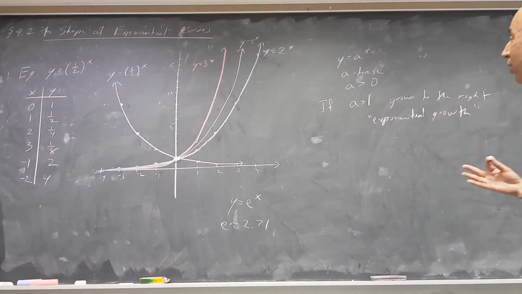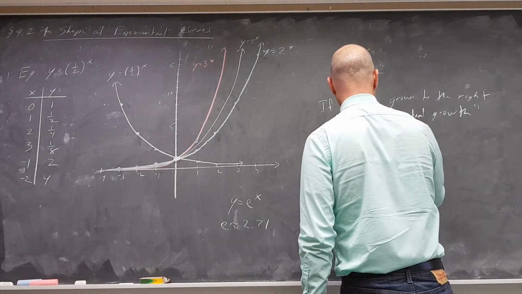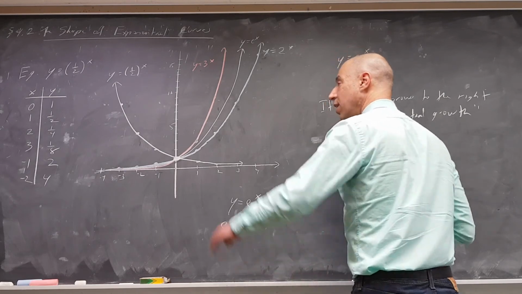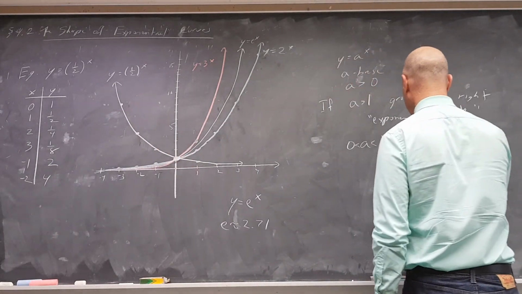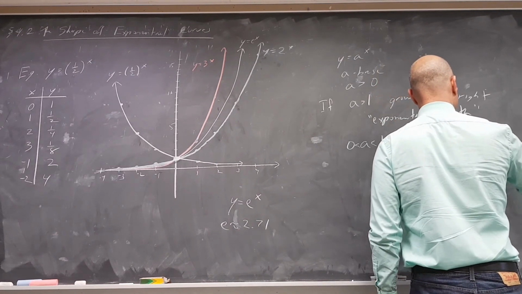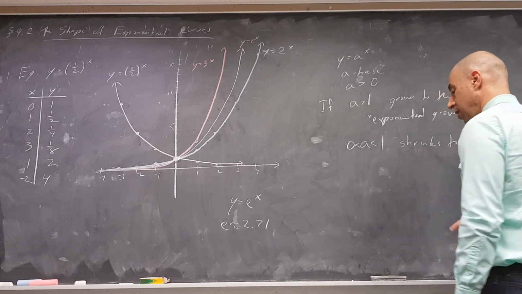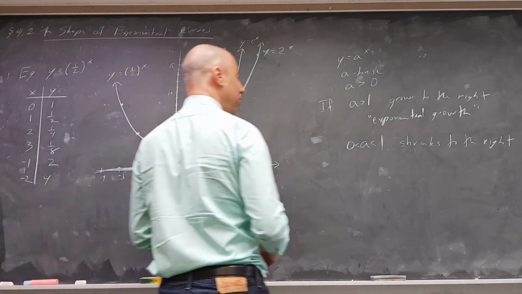If a is smaller than 1, which means since it's bigger than 0, it has to be between 0 and 1. So if a is between 0 and 1, we have a function which is shaped like this. It shrinks to the right. And we call this exponential decay.